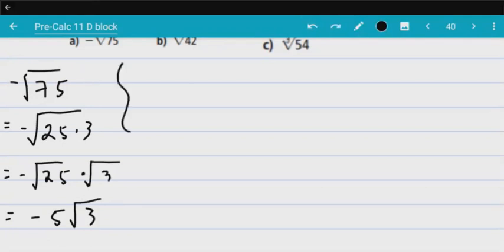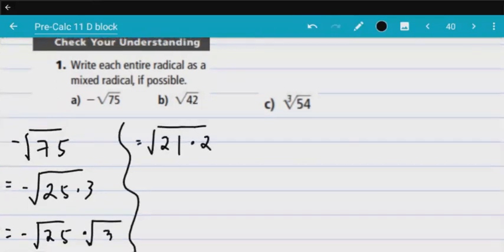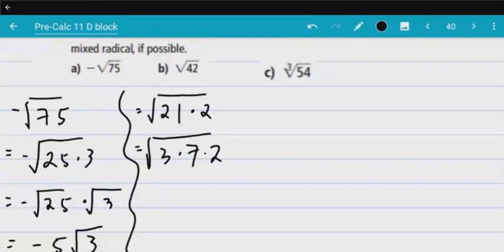You got it? Root of 42. Let's see. So again, try to turn it into a mixed radical if possible. Well, 42 would be what? 21 times 2, which is 3 times 7 times 2. Well, even if you split up all of those into its own radical, there's nothing that can happen. So not possible, right? It remains as an entire radical. All right, not possible to turn it into a mixed radical.